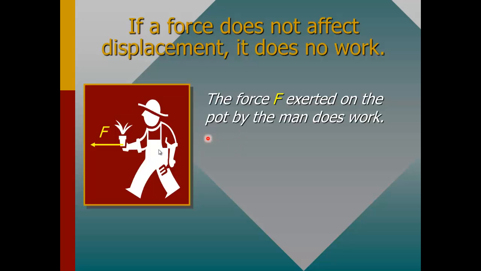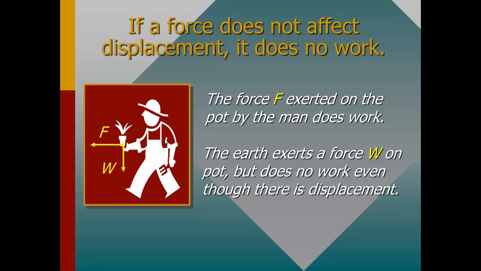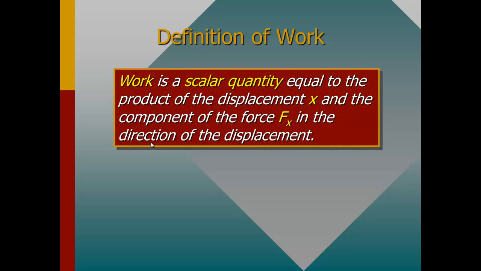As we can see here, you have a force going sideways, and the Earth does force of gravity going downwards, but there is no work even though there is displacement. If the displacement is to the side, the applied force is upwards, and weight is going down, then because they're perpendicular to each other, there is no work.